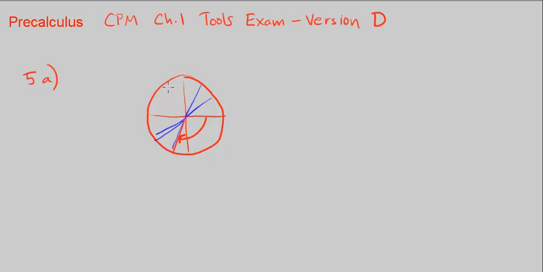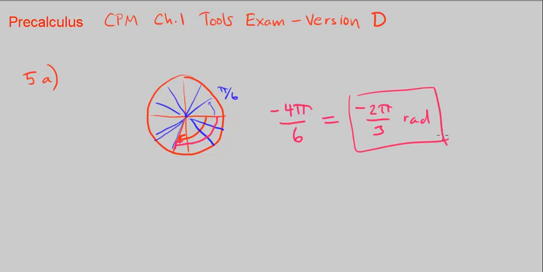So if this is broken up into 3 all around, we know one section starting here to here is pi over 6 radians. So going in the negative direction, we start at 0, pi over 6, 2 pi over 6, 3 pi over 6, 4 pi over 6, done, but it's in the negative direction. So it's negative 4 pi over 6. Simplify that, we get negative 2 pi over 3, and this is radians. Okay, that was part A.